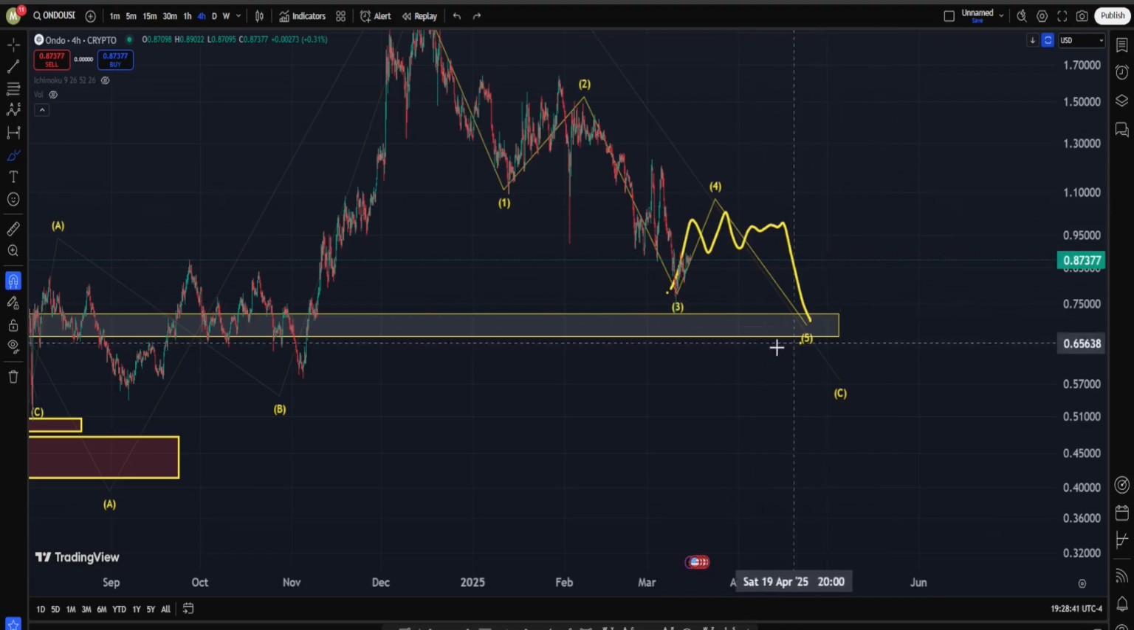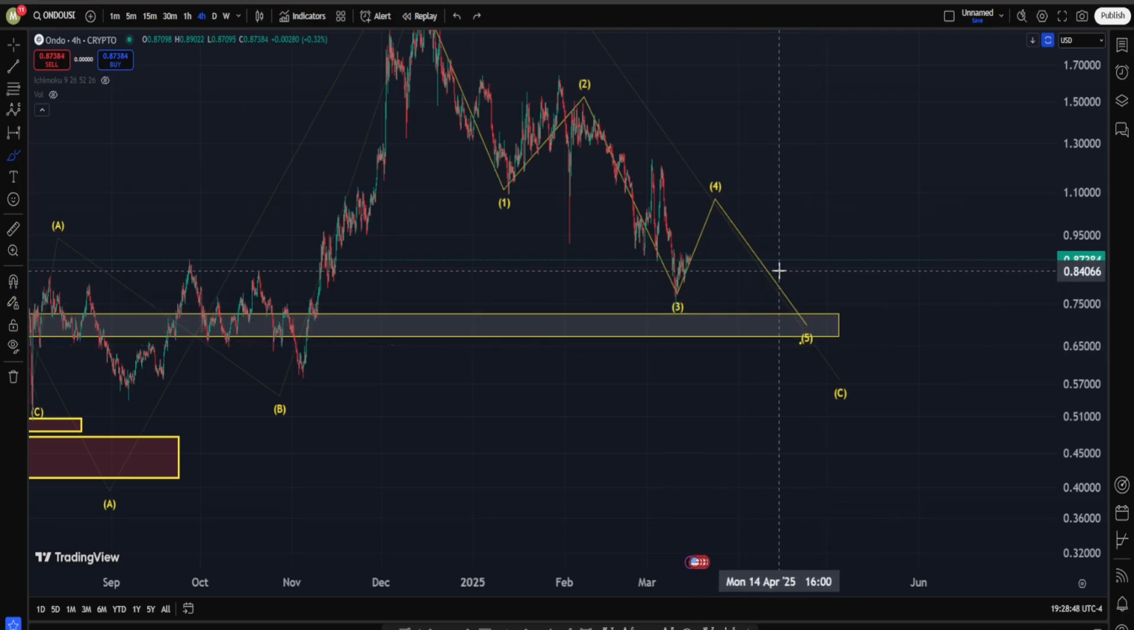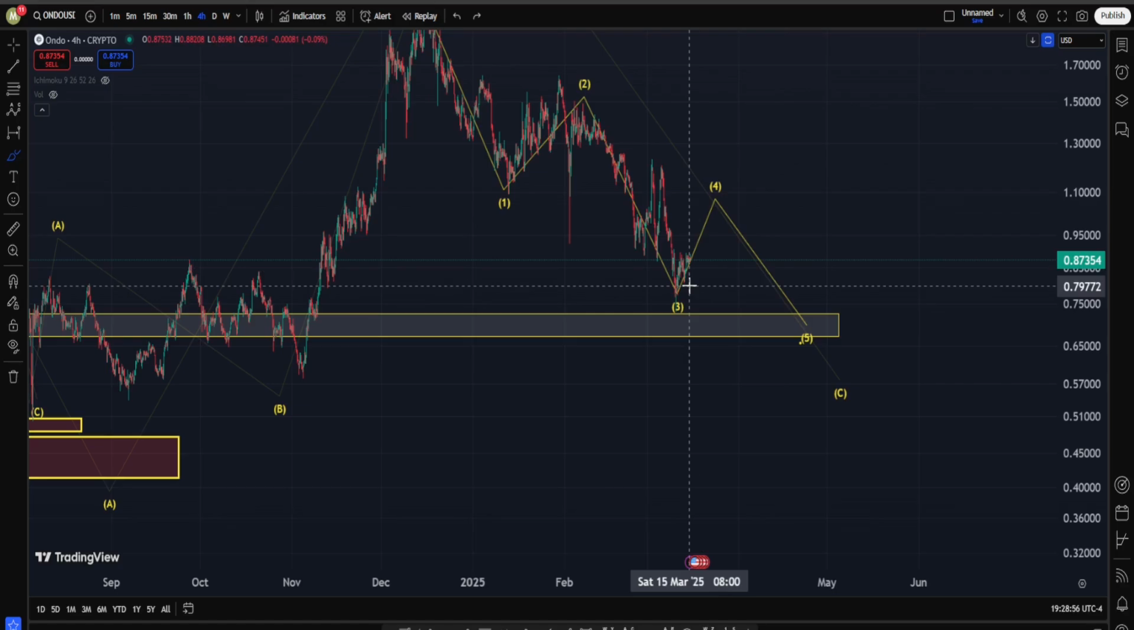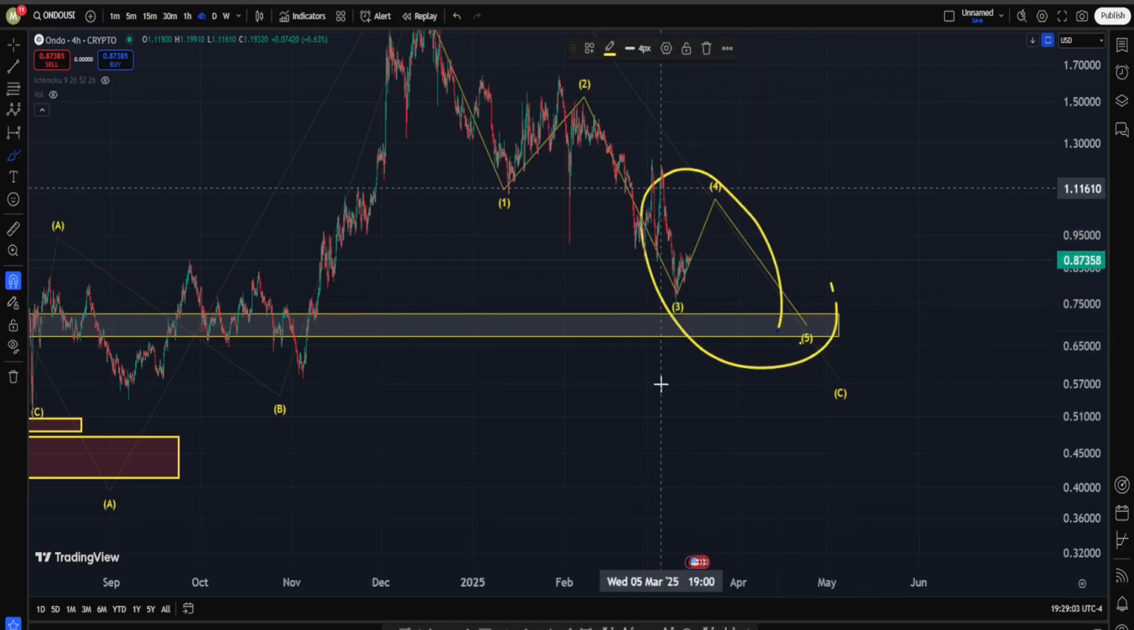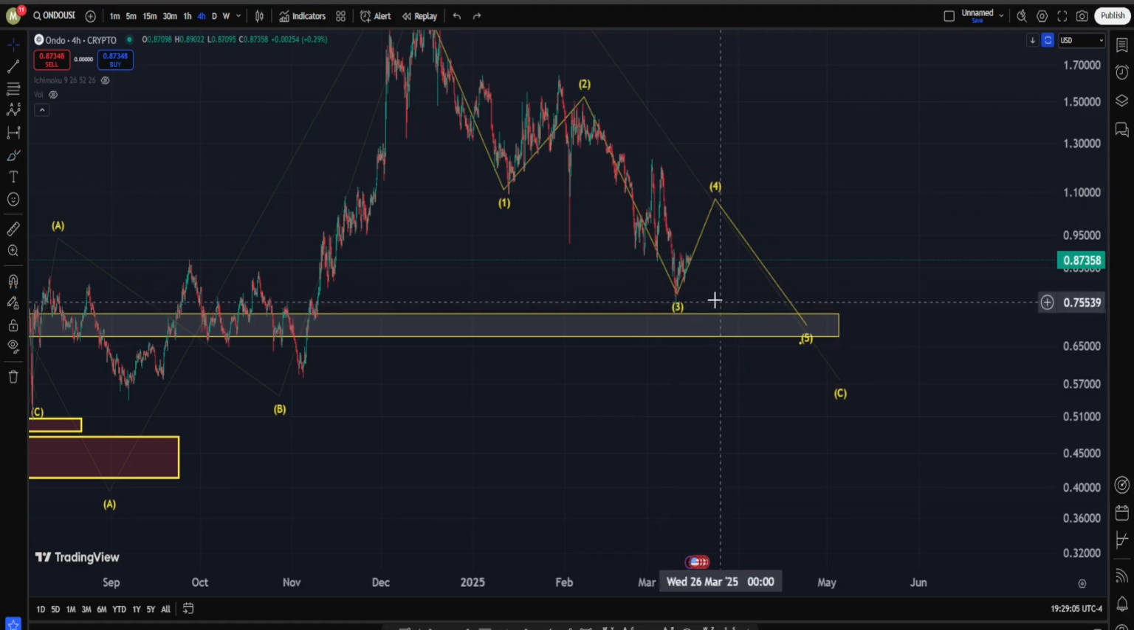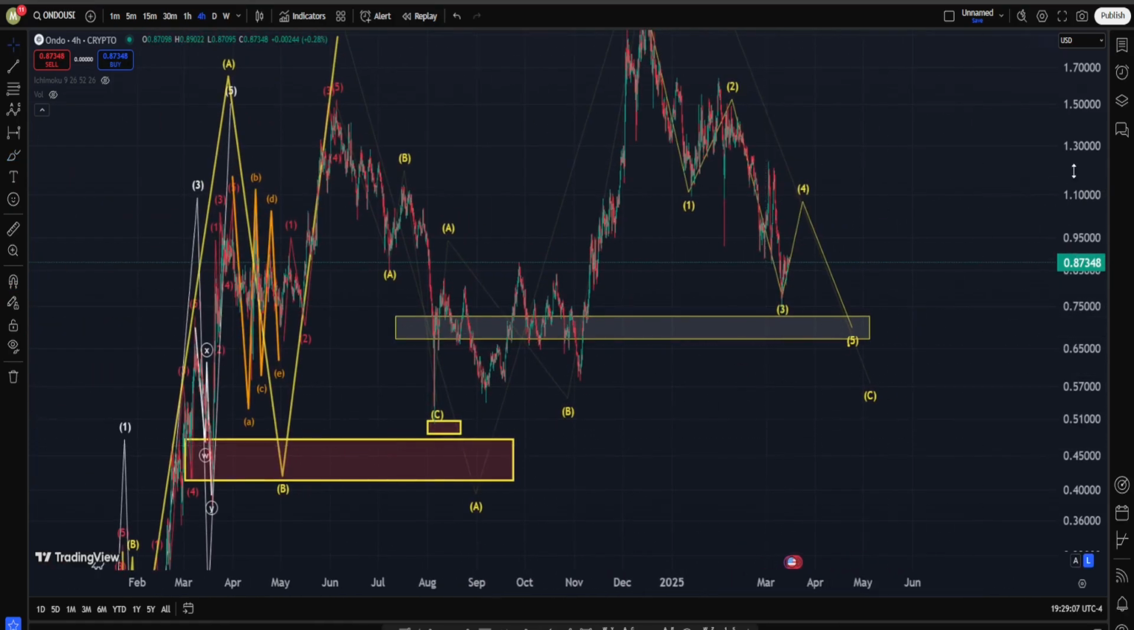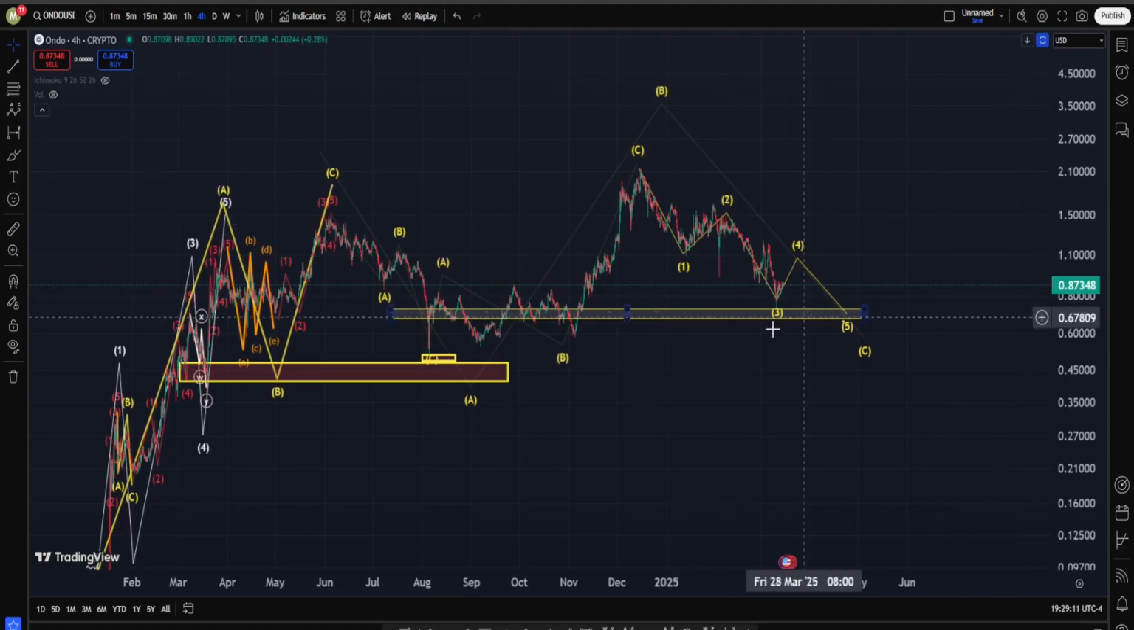So as long as we are not going to break this important support, we can say downsides in ONDO are quite limited, and we are either very close to our final bottom, or maybe even we have set our final bottom and I am wrong about this last leg down. So in my primary case, the overall picture in ONDO, I believe, looks very bullish, and I do think that this move down is going to come to an end soon.